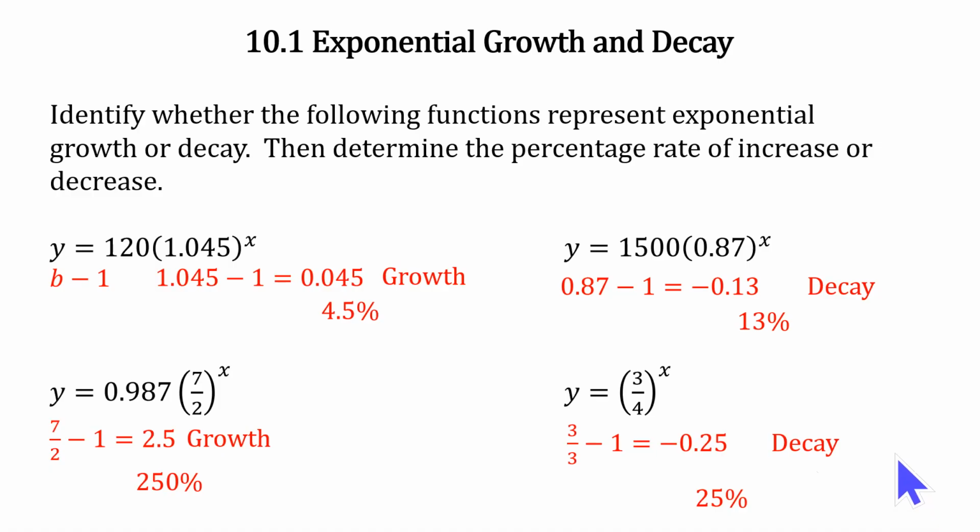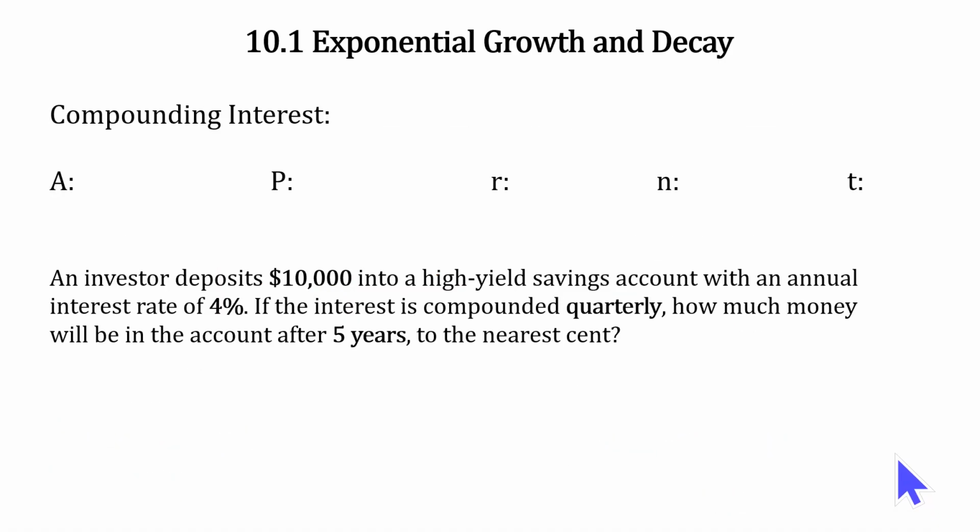Okay, so now let's talk about compounding interest, and the formula for compounding interest. So I get $10,000 with an annual interest rate of 4%. If it's compounded quarterly, which means 4 times a year, how much money will we have in the account after 5 years, to the nearest cent?